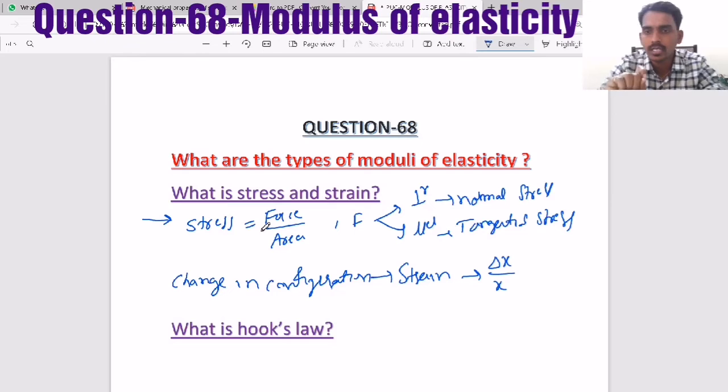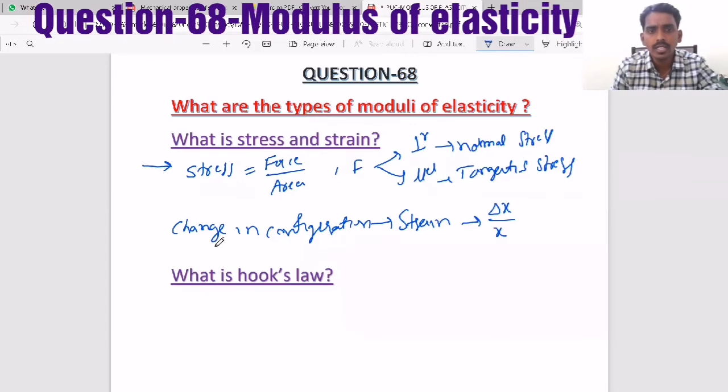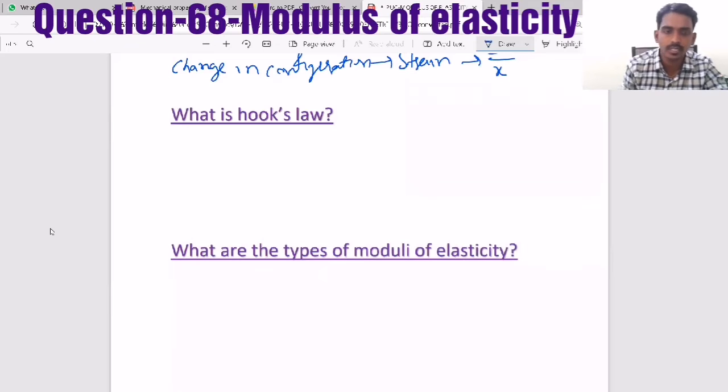One is length change, delta L by L. Another one is volume change, delta V by V. Another one is position change, meaning the position gets displaced by some angle theta. So three things will be there. Now in each case, when there is a stress, there is a corresponding strain and a corresponding modulus of elasticity constant.